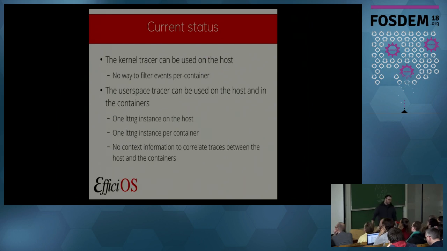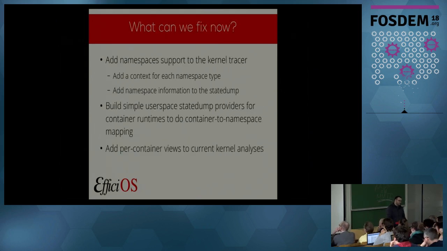So, what's the current status? What can you do today with LTTng on a container host? The kernel tracer can be used on the host. It needs kernel modules to be loaded. But there's no way to filter events per container, so you get syscalls and all other kinds of events, but you cannot easily match them to a specific container. And the user space tracer can be run on the host, but it can also be run inside a container. You just need to run two instances, one instance per container. But again, there's no information that would let you correlate a trace from the host side with the trace from the user space inside a container right now.